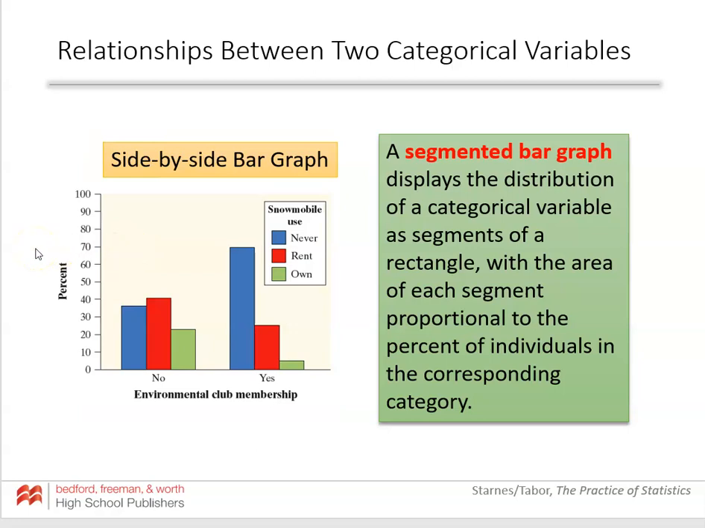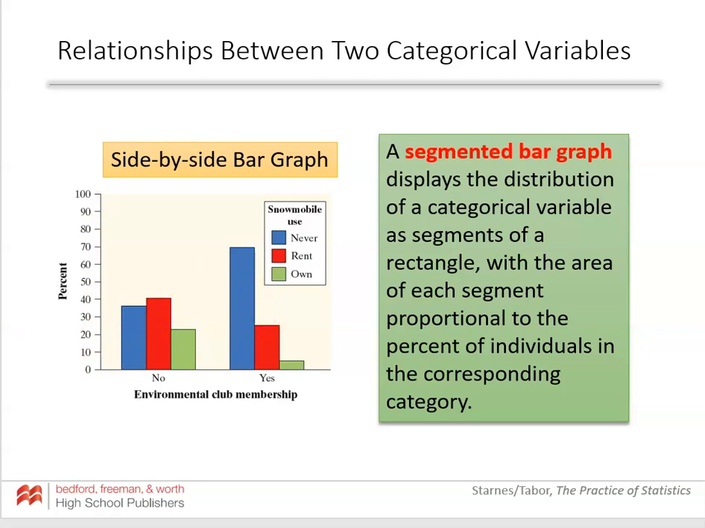Here is a visual of a side-by-side bar graph for the example we were just talking about, the environmental club and the snowmobile use. You can see how they are touching here. In a regular bar graph, there are spaces between, but because it's a side-by-side, they truly are right next to each other. And we divided into either no, they're not in the club, or yes, they are in the club. And then the 3 options for snowmobile use are displayed there. Again, notice how it's percentages and not counts, so you can truly see how they compare.